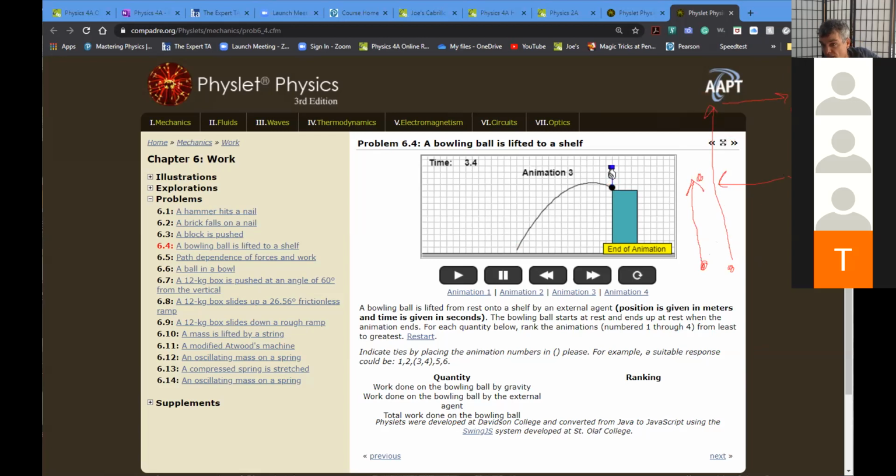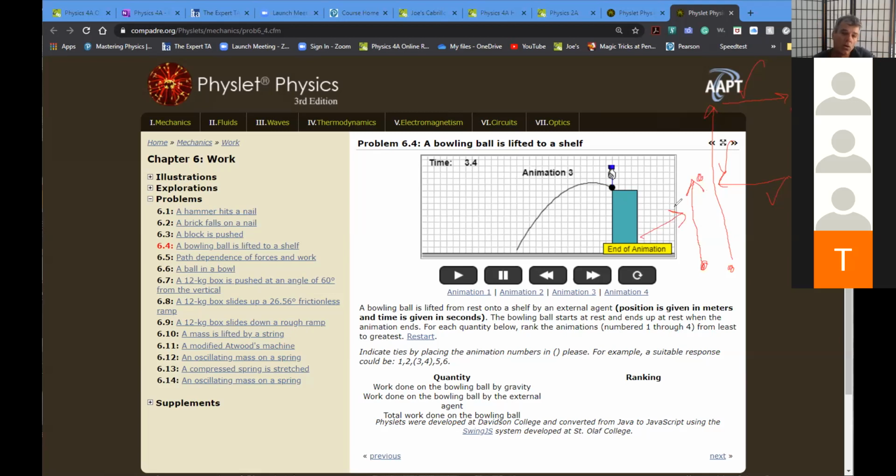And when I'm moving sideways, the angle between the force and the displacement would be 90 degrees. So if I add the work done here, plus the work done here, plus the work done here, plus the work done here, I get the exact same answer as if I just went straight up.